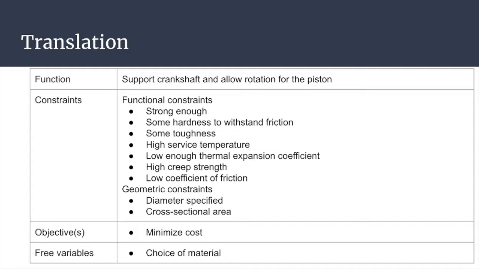The function was to support the crankshaft and allow rotation for the piston. My functional constraints were that the material needed to be strong enough, have some hardness to withstand friction, have some toughness, have a high surface temperature, have a low enough thermal expansion coefficient to not deform, have high creep strength, and a low coefficient of friction. My geometric constraints were the diameter specified and the cross-section area to fit inside the piston. My objective was to minimize cost, and my free variable was the choice of material.